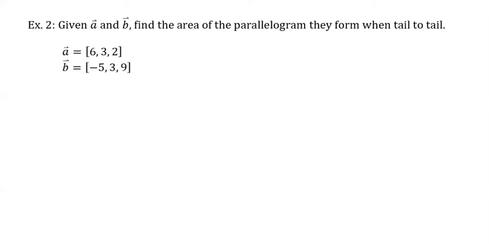So this is in vector space, so we're going to use the vector form, but it says find the area of the parallelogram they form when tail to tail. In other words, take the cross product.